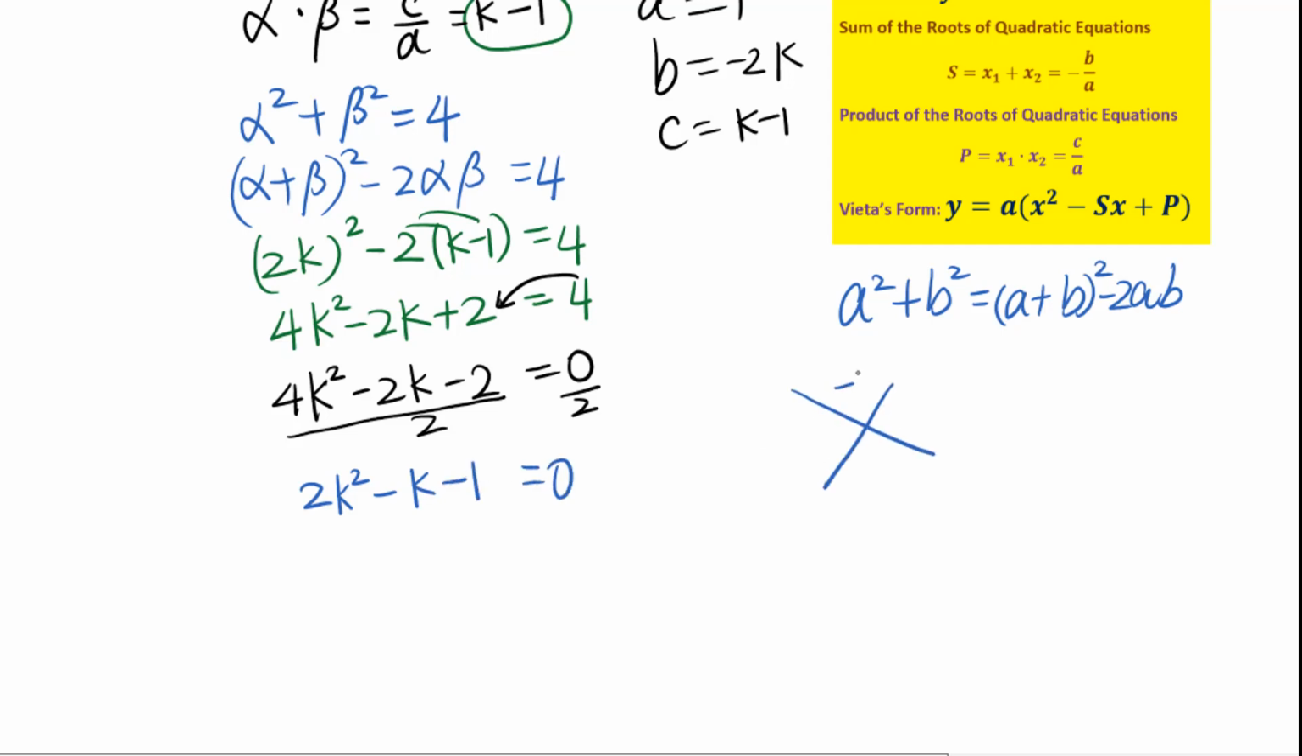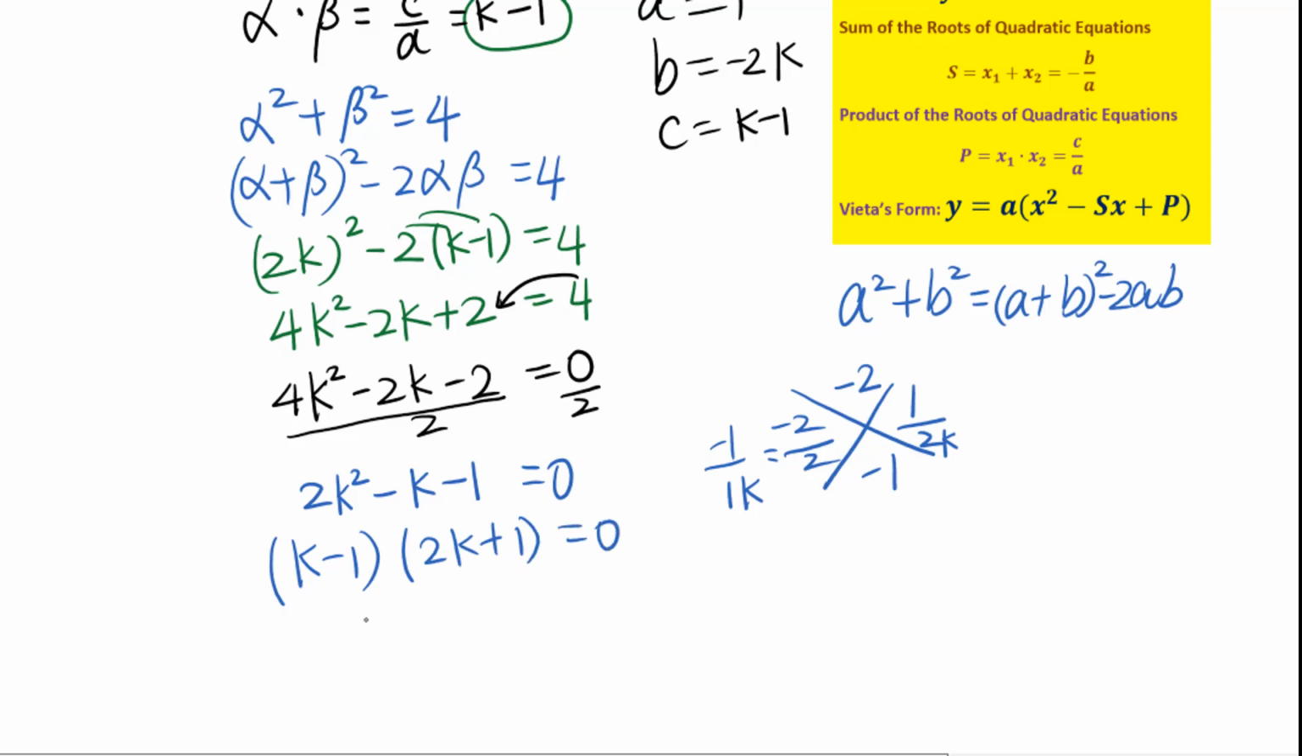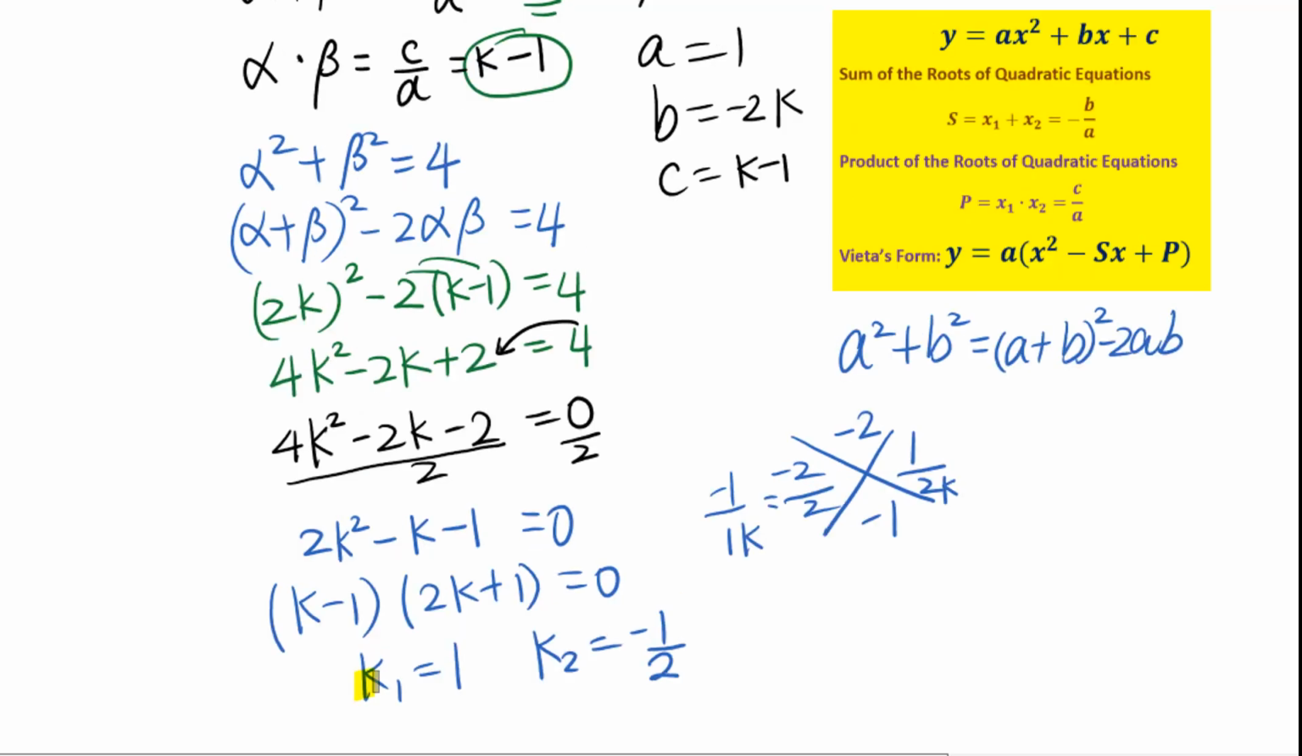Use the X method: 2 times negative 1 is negative 2, and the factors are negative 2 and 1. Reduce to negative 1 and 1. The variable is k. Bottom up: k minus 1 times 2k plus 1 equals 0. k1 equals 1. k2 equals negative 1 over 2. So the answer will be k equals 1 or k equals negative 1 over 2.